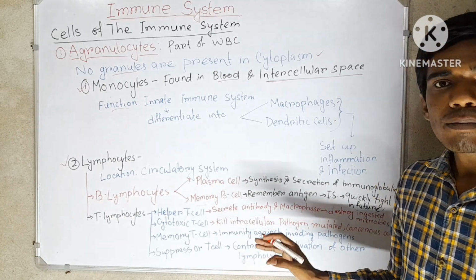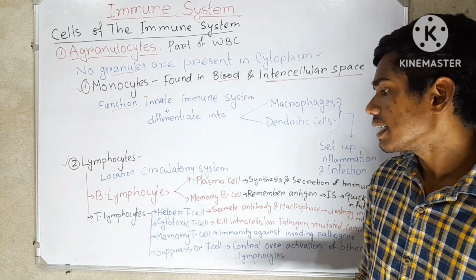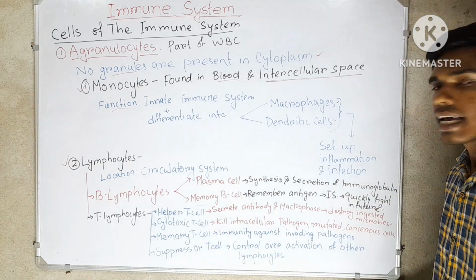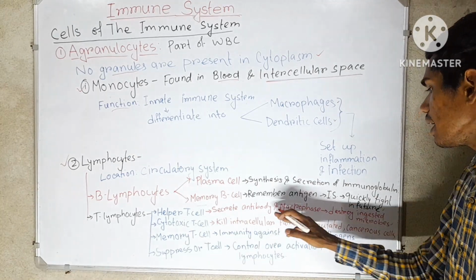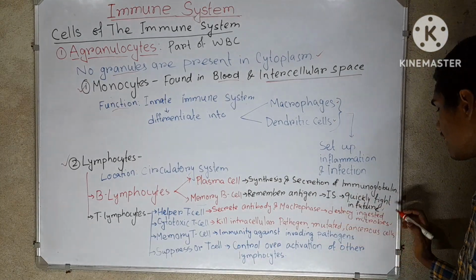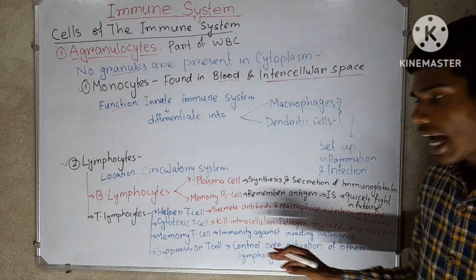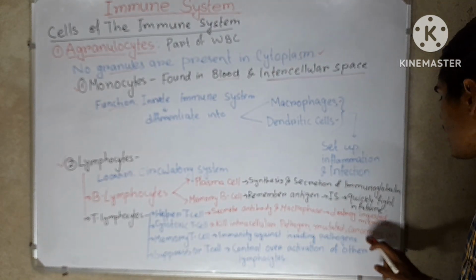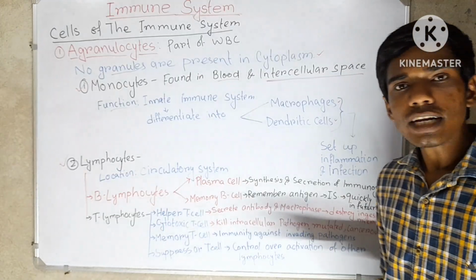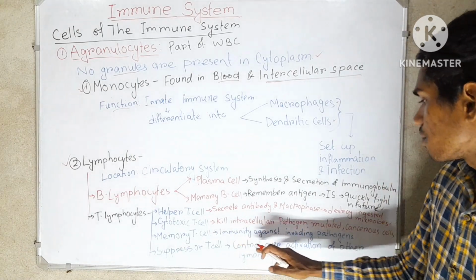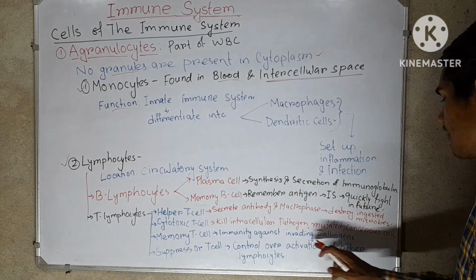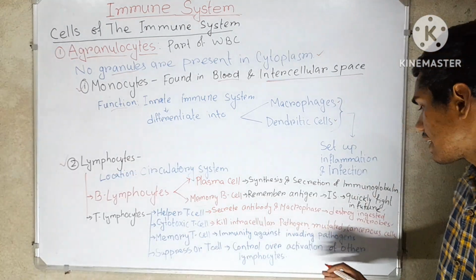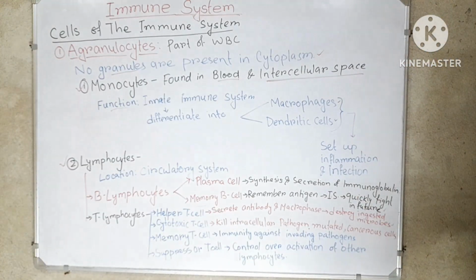T lymphocytes. T lymphocytes are of four types: helper T cell, cytotoxic T cell, memory T cell, and suppressor T cell. Helper T cells secrete antibodies and activate macrophages that destroy ingested microbes. The cytotoxic T cells kill intracellular pathogens, mutated and cancerous cells. Memory T cells provide immunity against invading pathogens, and the suppressor T cells control overactivation of other lymphocytes.